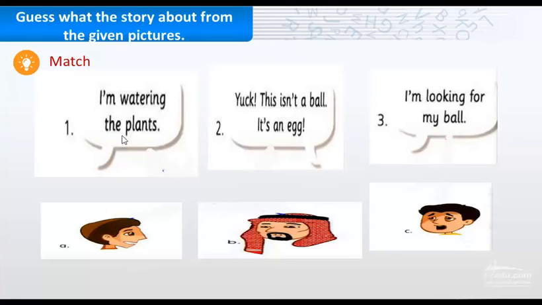I am watering the plants. Number one with B, Mr. Amir. That's true. Number two, this isn't a ball, it's an egg. This is with C. Okay, Hassan. Number three, with A. I am looking for my ball. That's true.